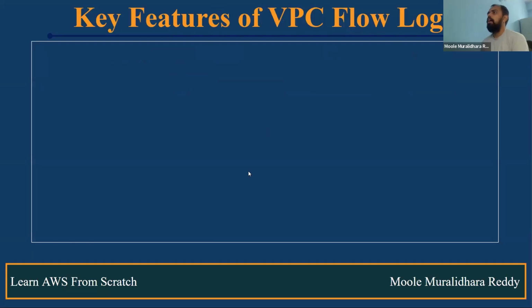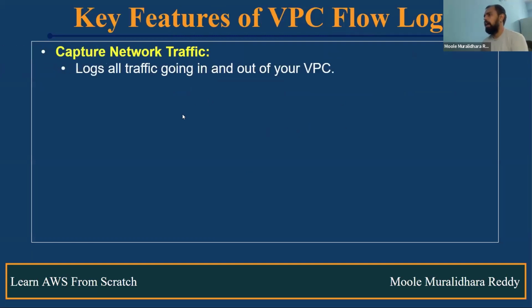What are the features of VPC flow logs? One is capturing network traffic. As I said, it captures all the traffic in and out of your VPC. In and out means whatever is coming and going, everything will be captured.